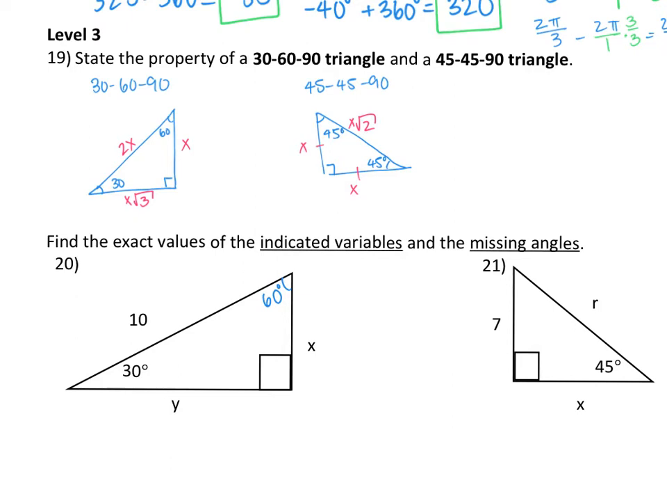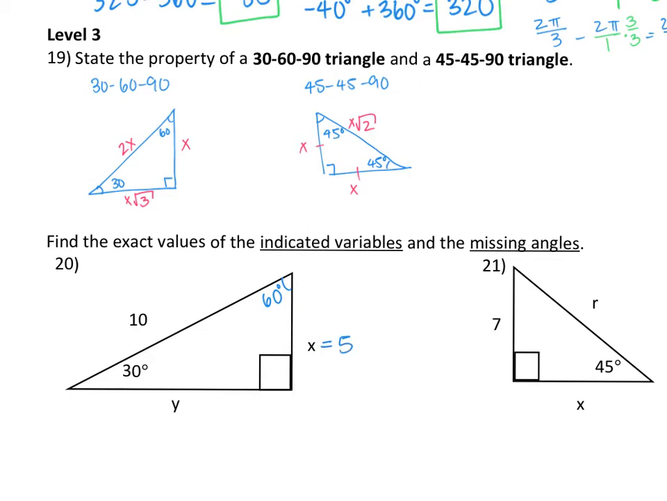Next part here is I need to figure out what x is and what y is. Because I noticed that this here is a 30-60-90 triangle, I can use this property, which says that if you know the hypotenuse, so the hypotenuse here is 10, well, that means that x here is going to be half of the hypotenuse. So if you were to think about it mathematically, half of 10 is 5.